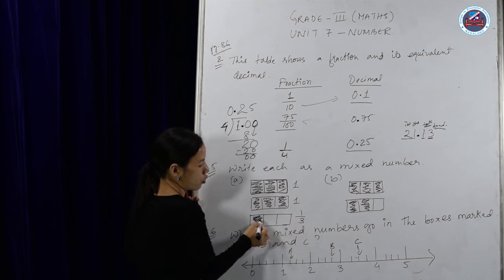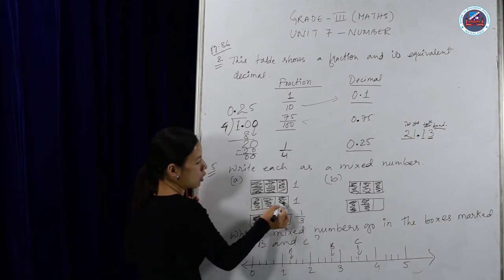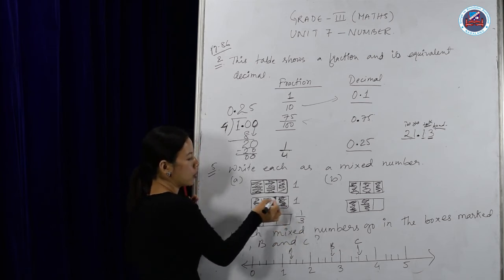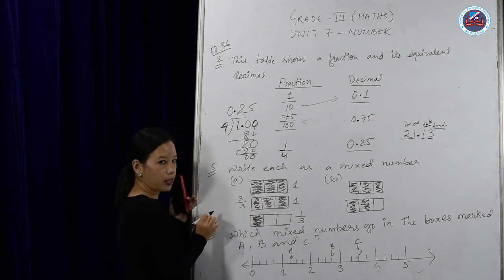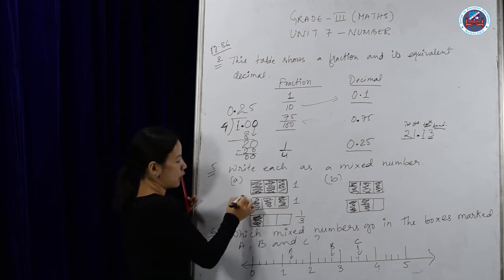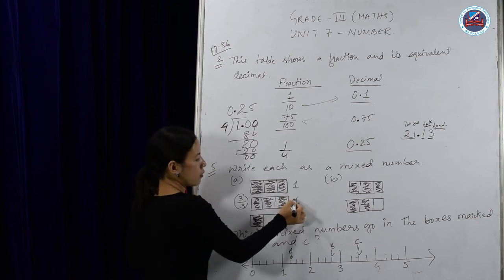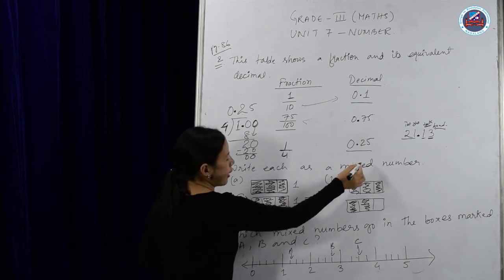So out of 3, just 1 part is shaded. Here, out of 3, all the 3 parts are shaded. That means the top and the bottom numbers are the same. Out of 3 parts, all 3 parts are shaded, that is 3 over 3, so that will be counted as 1. So how do we write it as a mixed number?